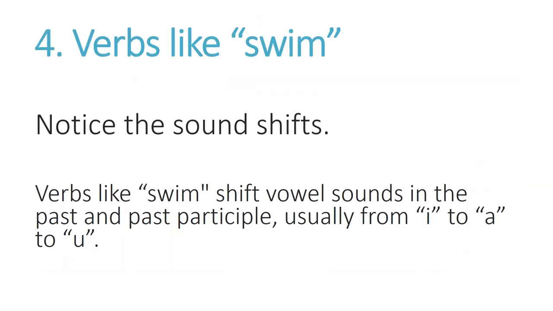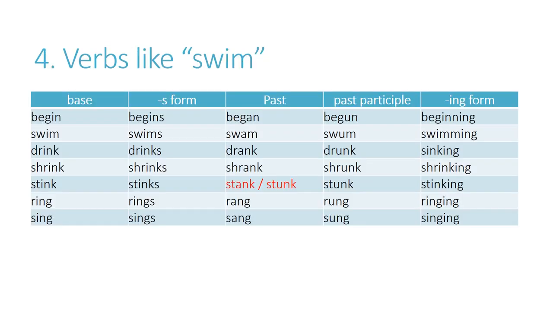Number four is verbs like swim. Again, you need to notice the sound shifts. Verbs like swim shift vowel sounds in the past and the past participle, usually from I to A and U. Let's look at some examples. Begin, began, begun. Swim, swam, swum. Drink, drank, drunk. Shrink, shrank, shrunk.